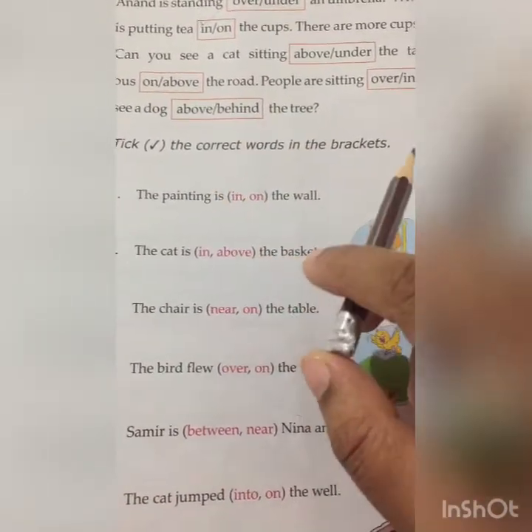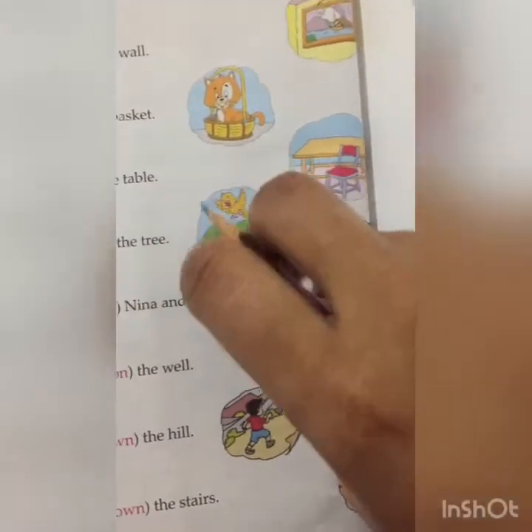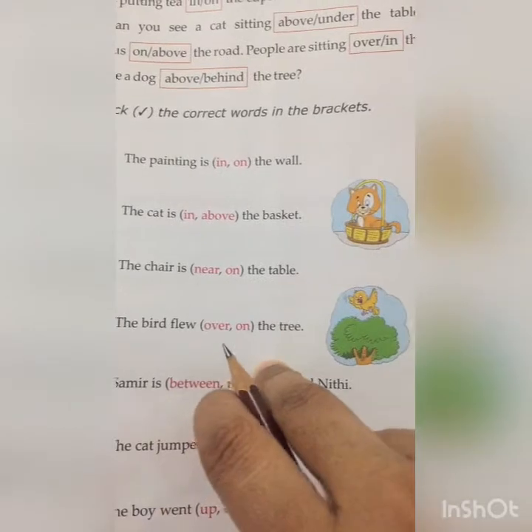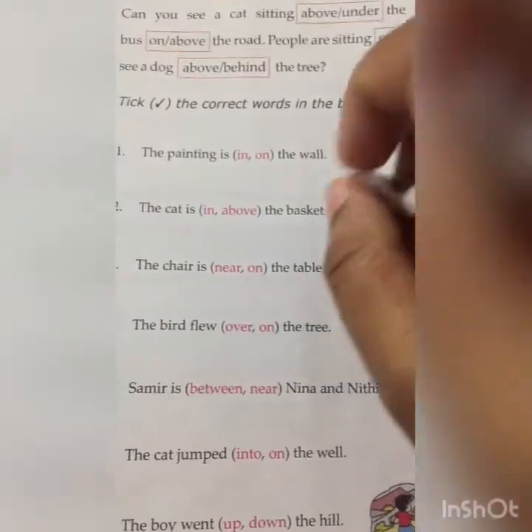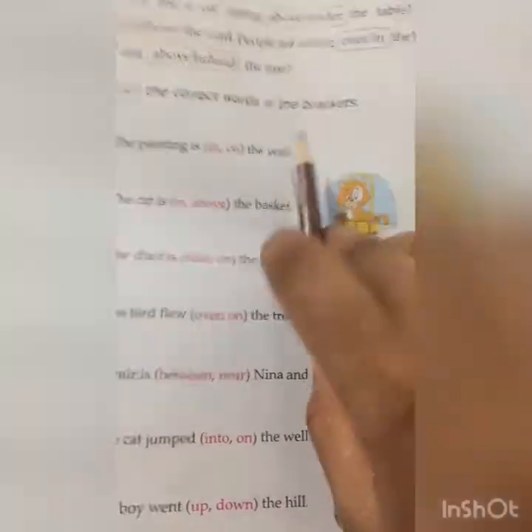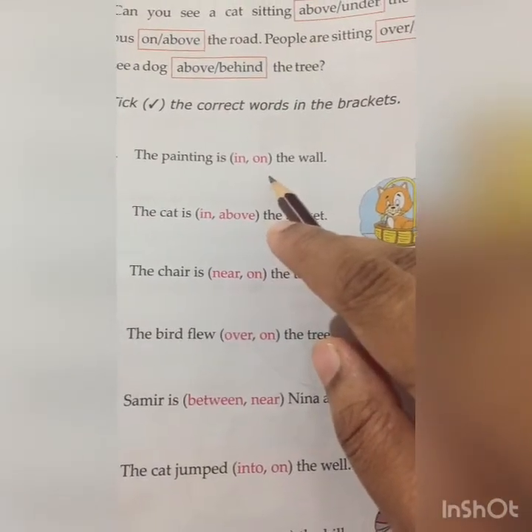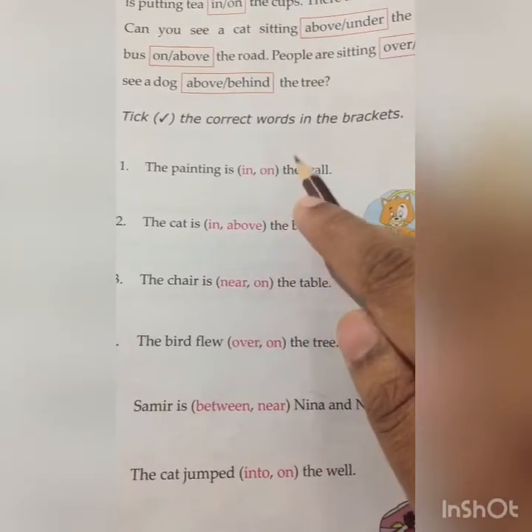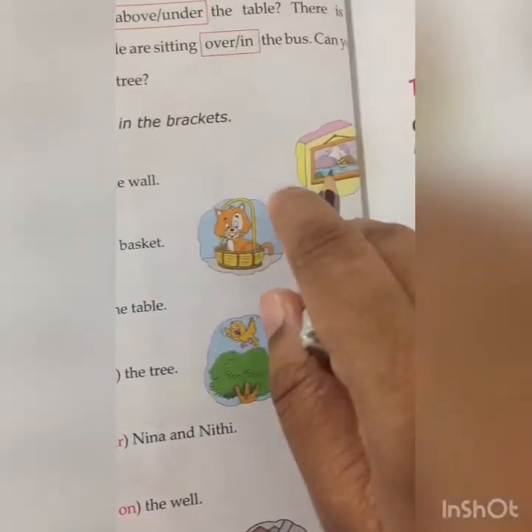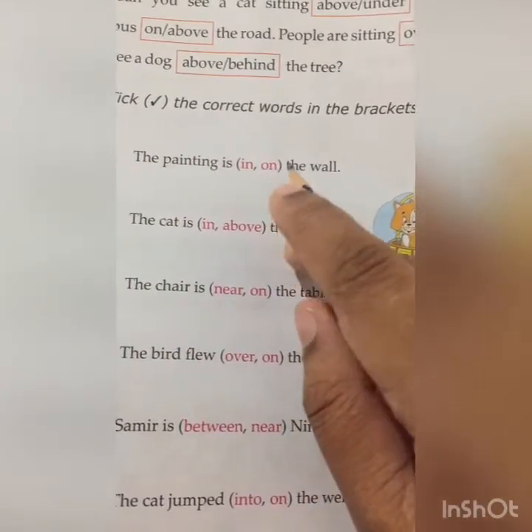Now tick the correct words in the brackets. Okay, there are some pictures given. There are 8 pictures here and you have to tick the correct words in the brackets. There are some sentences and some pictures here and the prepositions are given in the brackets. Now you have to tick the correct word from the bracket, okay? Now see the first picture. There is a painting. The painting is in or on the wall.